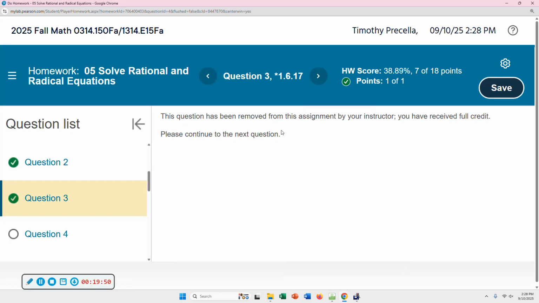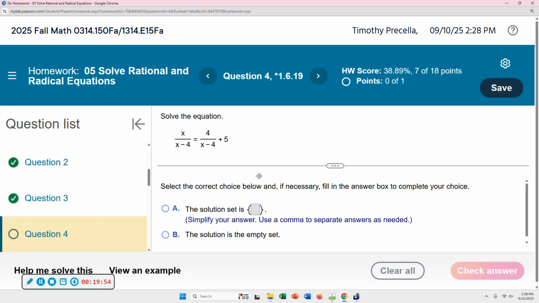Everyone got credit for problem 3, which oddly enough was the hardest problem in the assignment. No, number 9. Number 9? Okay. Then the second hardest. Okay, that's right.